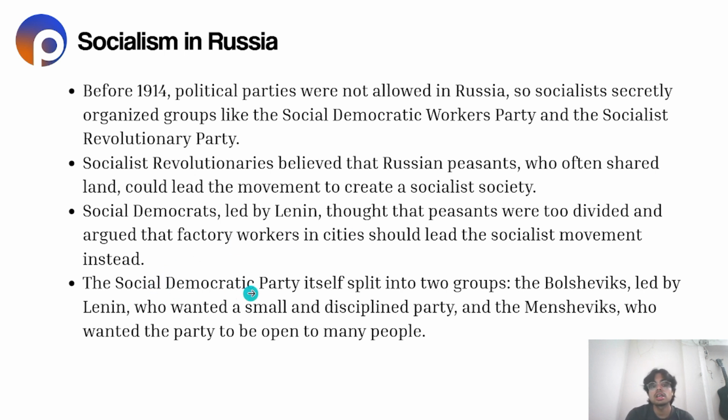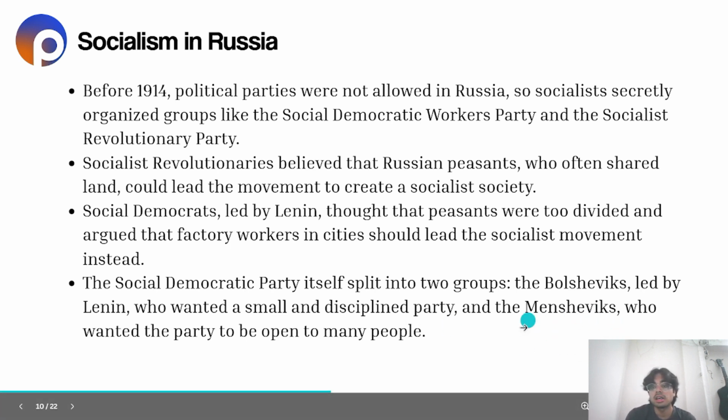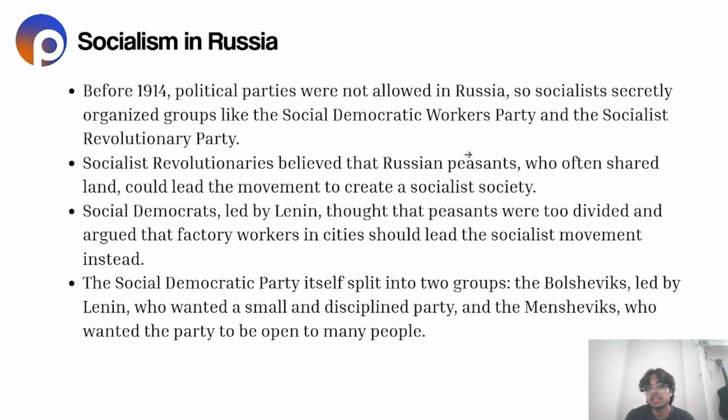Now the Social Democratic Party itself split into two groups: the Bolsheviks, led by Lenin, who wanted a small disciplined party, and the Mensheviks, who wanted the party to be open to many people. Now Mensheviks most probably were those who believed that a peasant could lead the movement, and meanwhile the Social Democratic Party divided, and the Bolsheviks were those whom Lenin was leading.